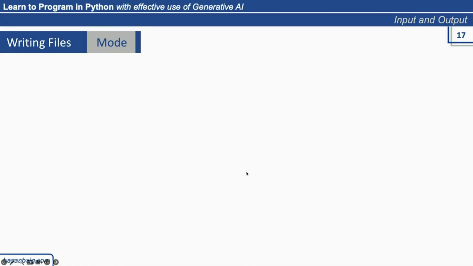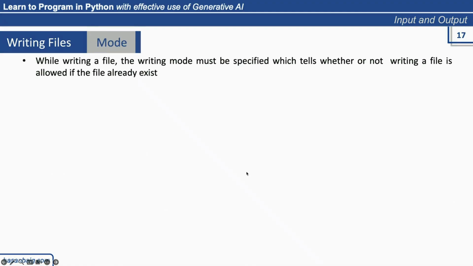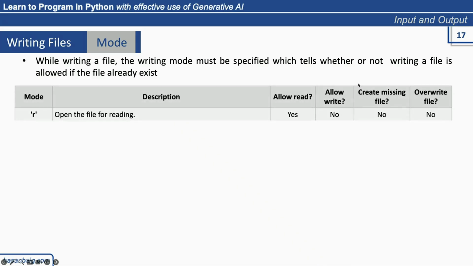Let's talk further about modes. There are multiple mode operations which would help us decide which mode we should be using. If we do not specify anything, or if we specify R, it's the default reading mode. It allows us to read the contents from a file. It does not allow us to write, does not allow us to create a missing file, and does not overwrite. Of course, we are not writing anything.